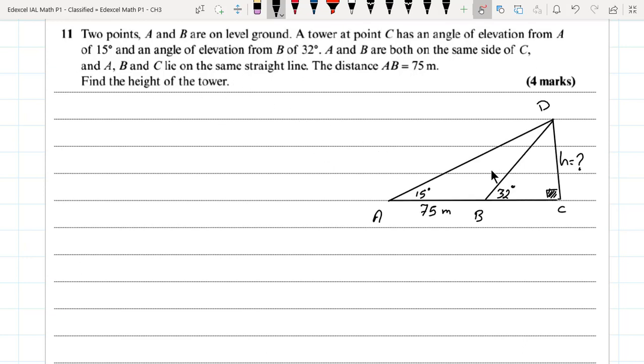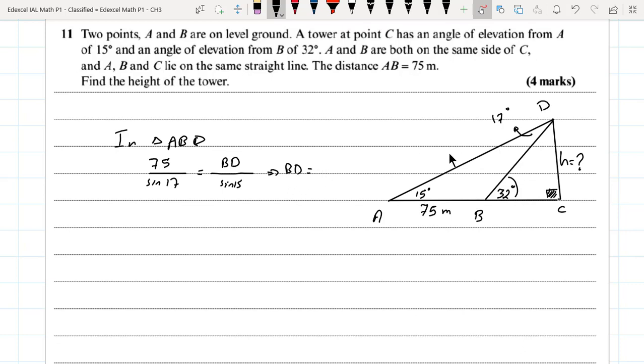Let's sketch the problem. This is our problem. For this angle 32, it's an exterior angle of the left triangle here. So directly we can find the measure of this angle to be 32 minus 15, which is 17 degrees. And now in this triangle we have a complete pair, which means a side and its opposite angle. So we can apply the sine rule in this triangle. In triangle ABD we have the following. We have 75 divided by sine 17 is equal to BD divided by sine 15, from which we can get BD.